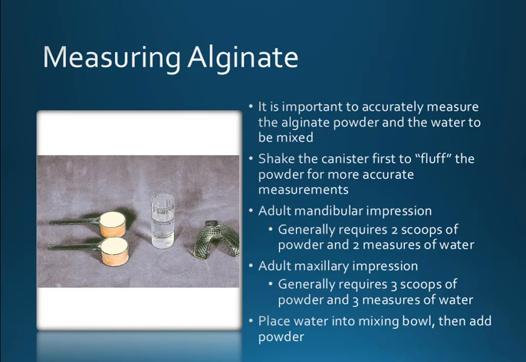Generally for adult mandibular impressions, you could do 2 scoops of powder to 2 measures of water. For adult maxillary impressions, generally that requires about 3 scoops of powder to 3 measures of water. And most importantly, you want to make sure you're placing the water into the mixing bowl first and then adding the powder. So you want to have that ready to go so that before you start, you have everything measured out.